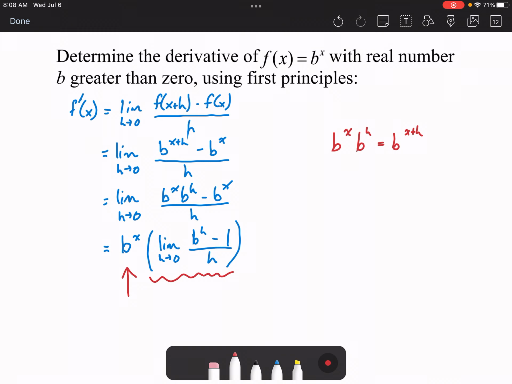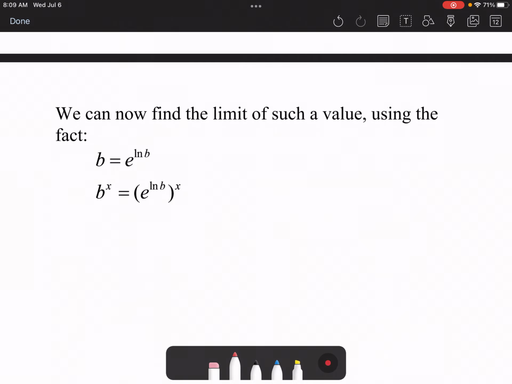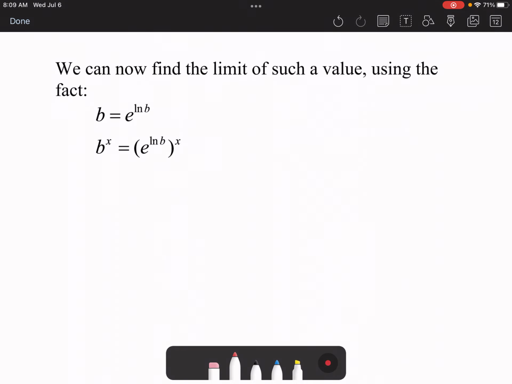So in order to solve this, I'm going to borrow some ideas that I know about exponential and natural logarithms. Okay? So first of all, please realize that the expression b is equivalent to e to the exponent ln of b. If you realize that, what you can do is expand this by raising both sides to the exponent of x, like so.